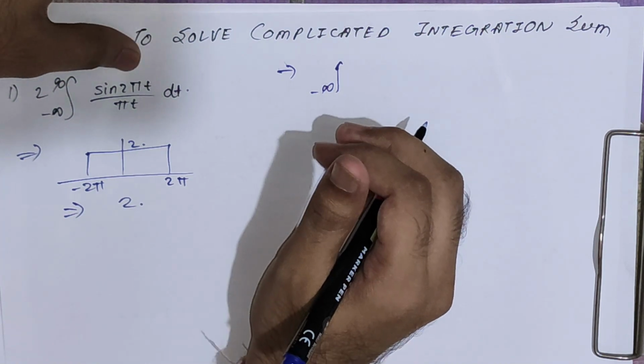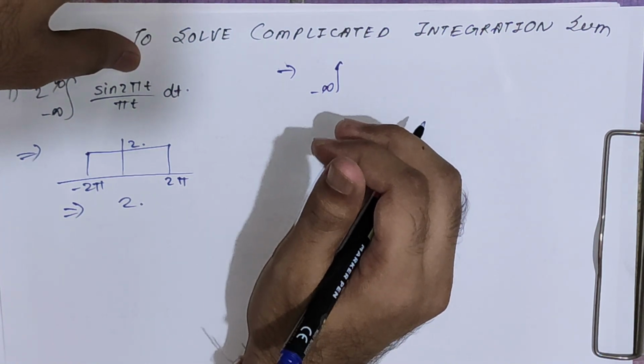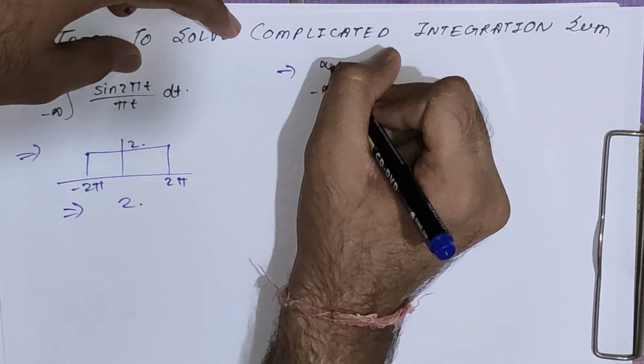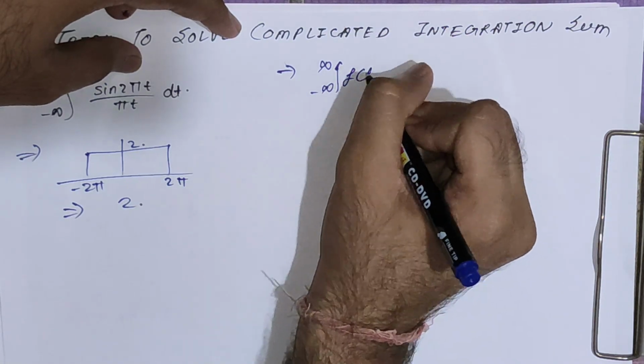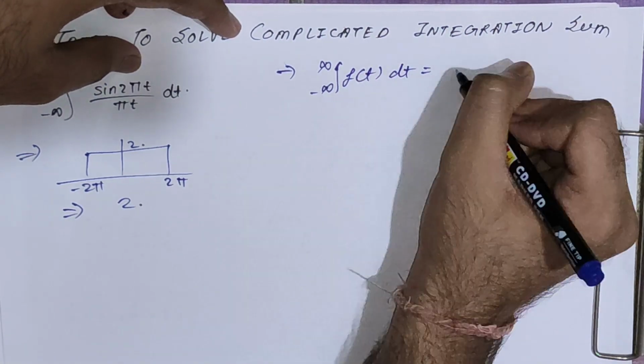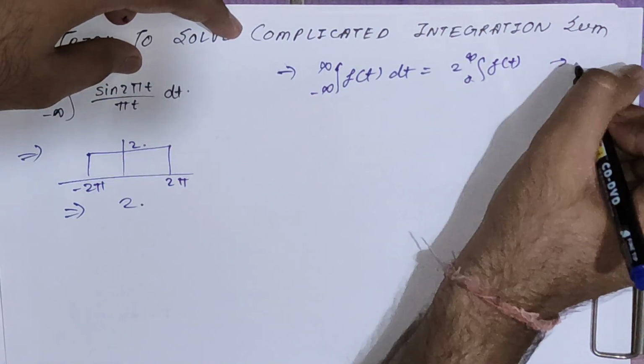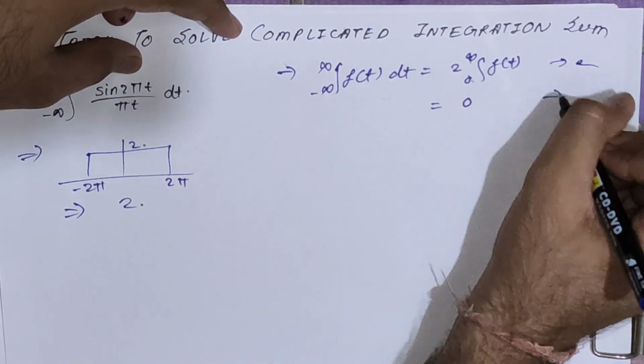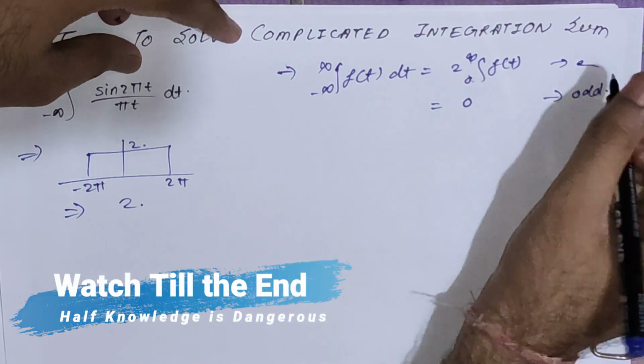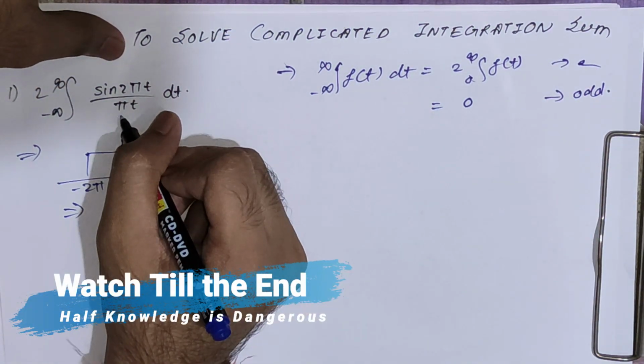Okay, to solve this sum, first we check whether this function is even or not, as we know this property of this integration: the integral from minus infinity to infinity of f of t dt is equal to 2 times the integral from 0 to infinity of f of t if f of t is even, and it is equal to 0 if f of t is odd. Okay, so here you can see this function is even.